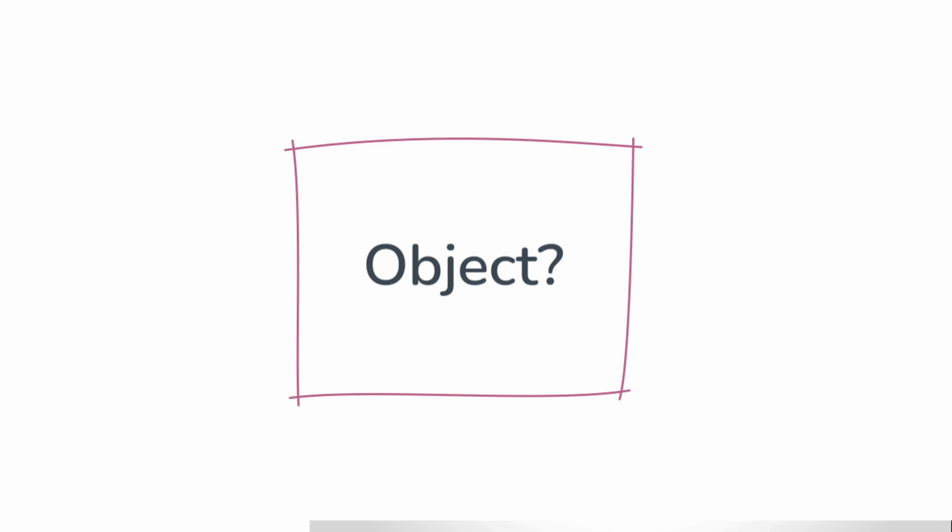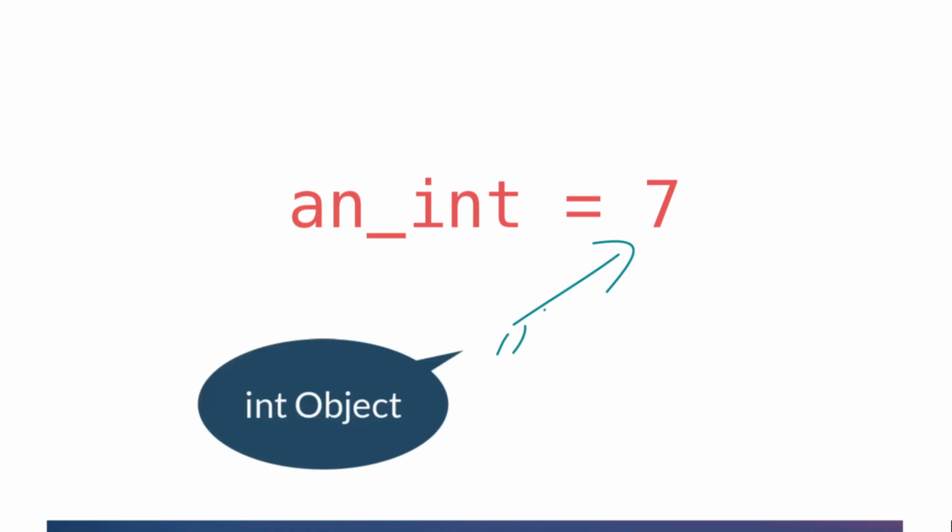But what is an object? An object is an instance of a data type. For instance, when we assign an integer 7 to a variable called an int, we created an integer object with a value of 7.